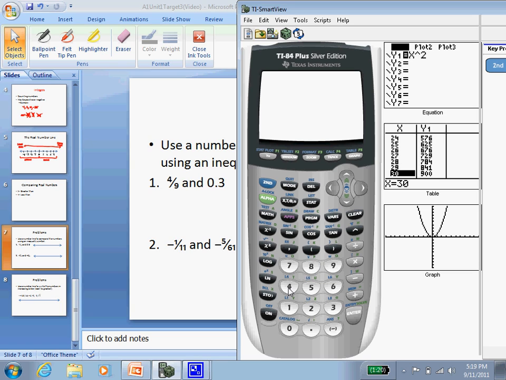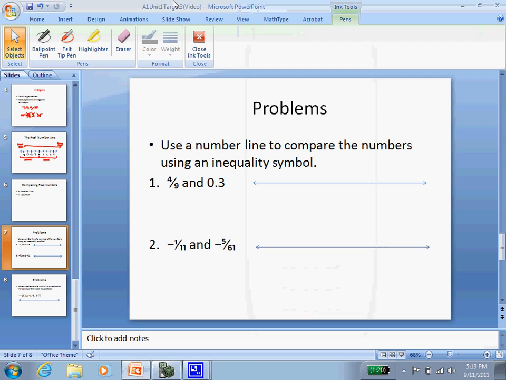So on my calculator, if I want to take a fraction and change it into a decimal, all I'm going to do is just do that division problem. So I'm going to do 4 divided by 9 for 4/9, and then I'll hit enter, and then I'll find that's about 0.444.